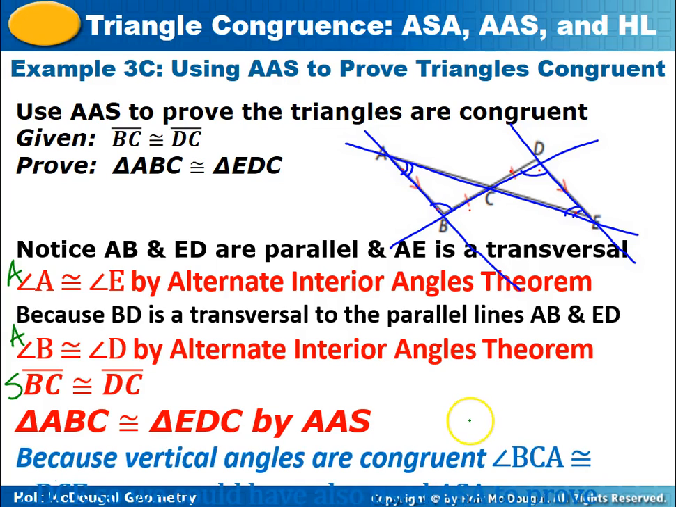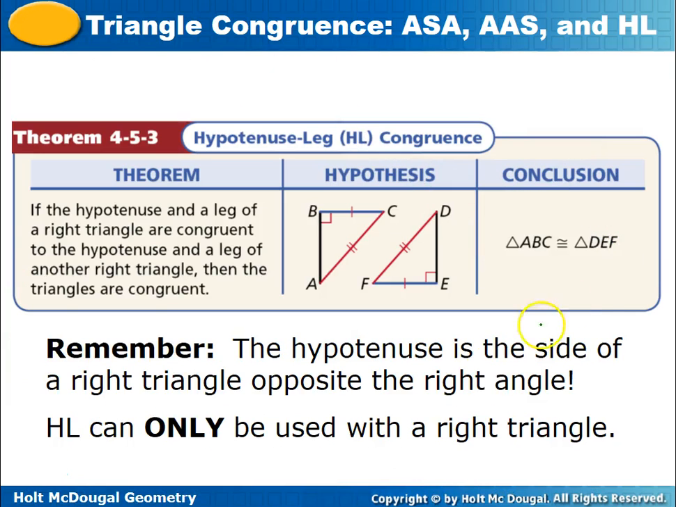Now I want to talk to you about this. Because vertical angles are congruent, we could also say that these angles right here were congruent, right? So if we said that, then we actually have several that we could do here. We could say also that it is angle, side, angle, right? And angle, angle, side. Either one of those would work for this problem. Okay? All right, so the next one has to do with the hypotenuse and the leg.